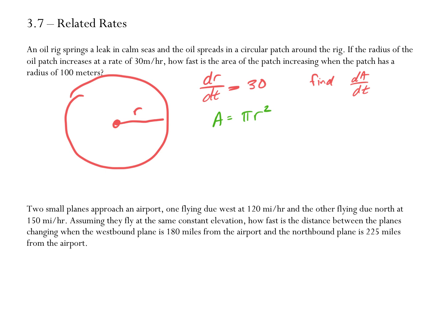Is everybody good? Yeah. Okay. So, the derivative of area is dA/dt. What is the derivative of pi r squared with respect to t? 2 pi r dr/dt. Okay.